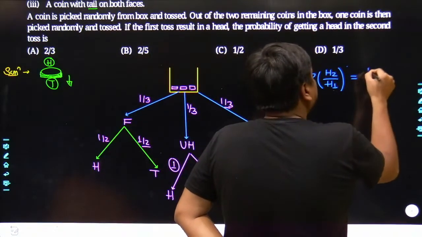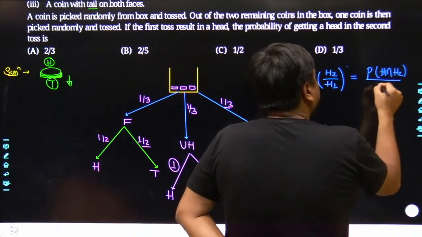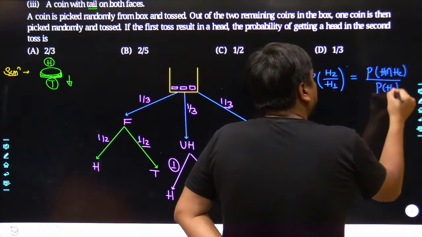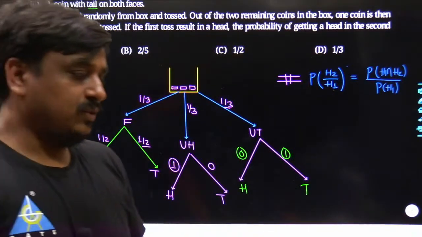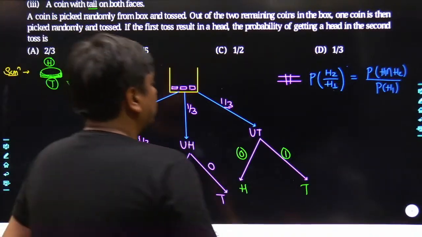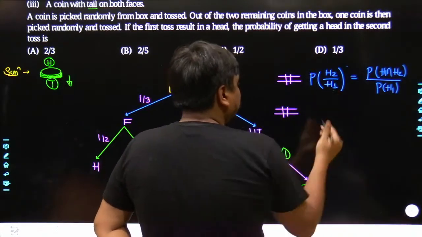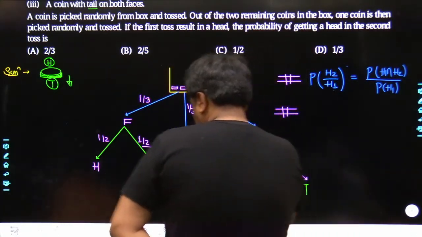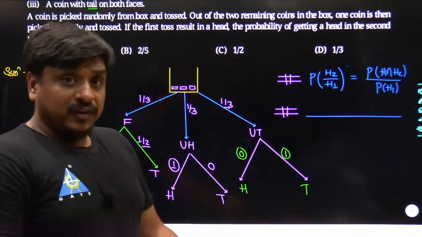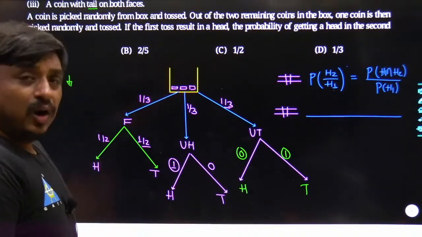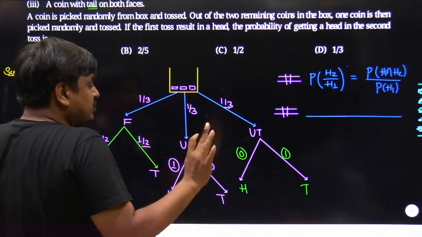Its answer is going to be P of H1 intersection H2 divided by P of H1. Till this point, I don't think any student would have any sort of doubt. Focus over the P of H1 first. The probability that in the first trial you have got the head. How is it possible? Just try to understand. In which different branches can you get the head?